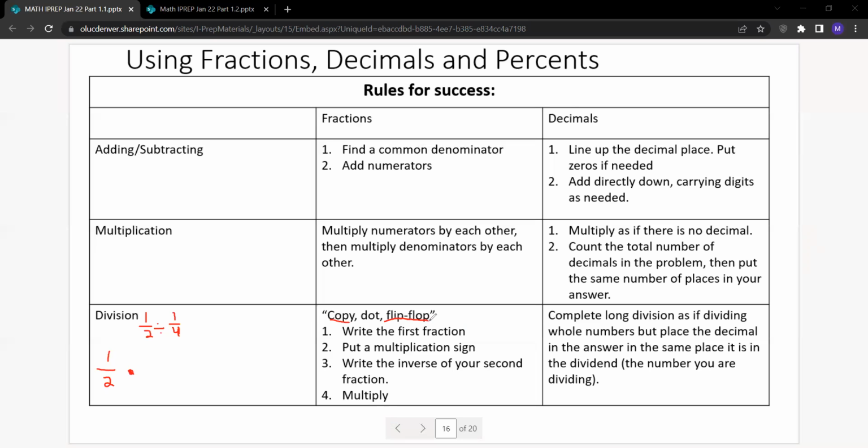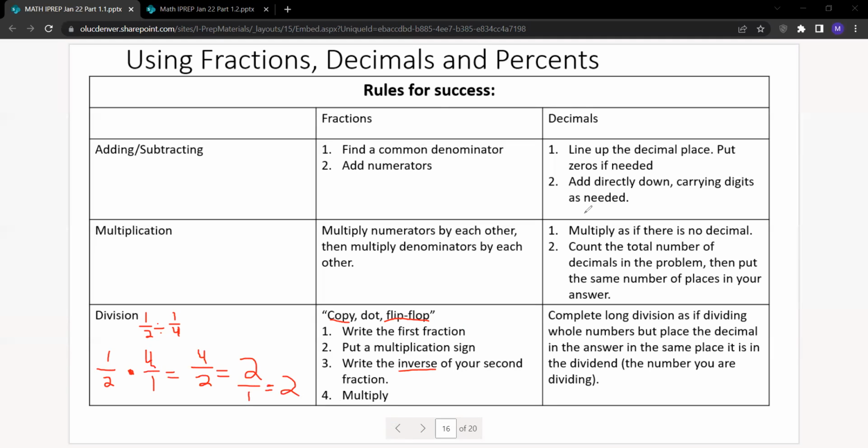And then flip-flop. You're going to write the inverse of your second fraction. And all inverse means for a fraction is just flipping the top and the bottom. So here we'll go 4 over 1. So you have 1 over 4. Here you have 4 over 1. And then you just solve it as you would a multiplication problem. So you multiply your numerators. 1 times 4 is 4. 2 times 1 in your denominators is going to be 2. You simplify, you come out with 2 over 1, or just 2.